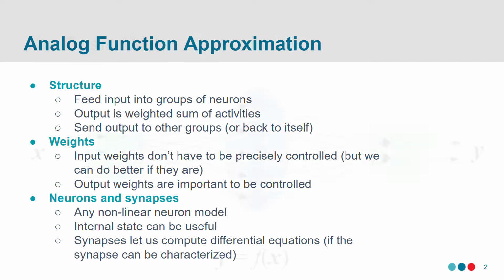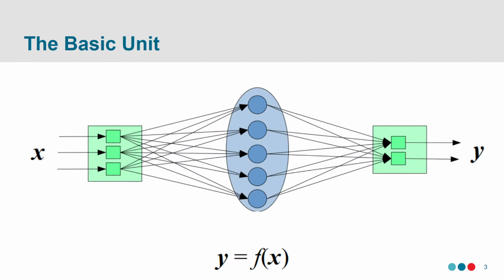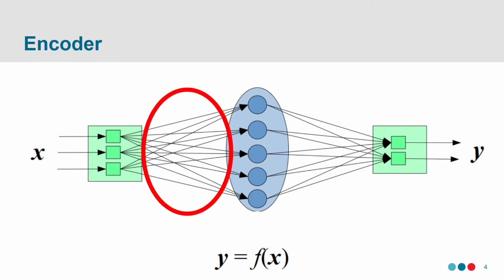So how do we go ahead and build that in Braindrop itself? We're going to be focusing on this diagram as the basic unit that we're building things up out of. And let's take each part in turn. So we're going to start with the encoder.